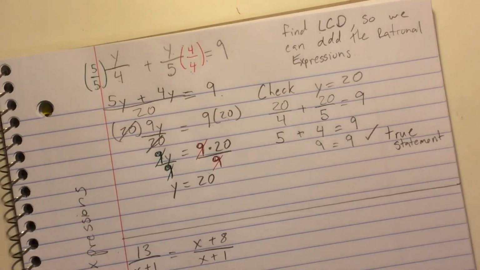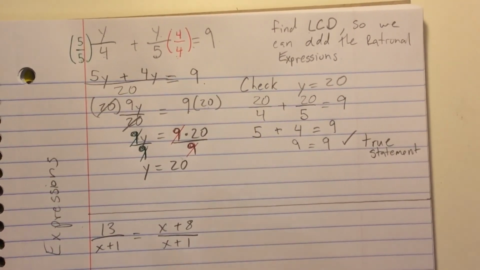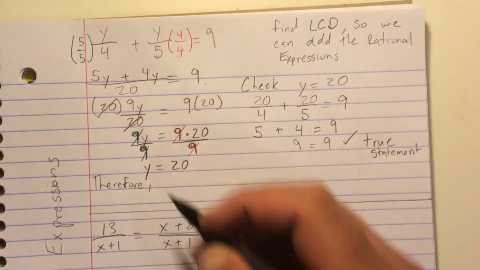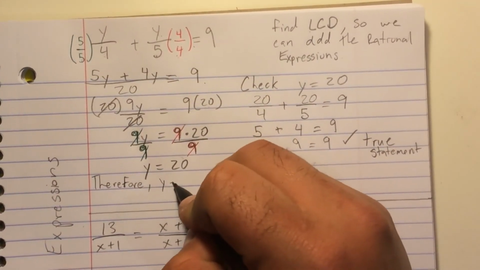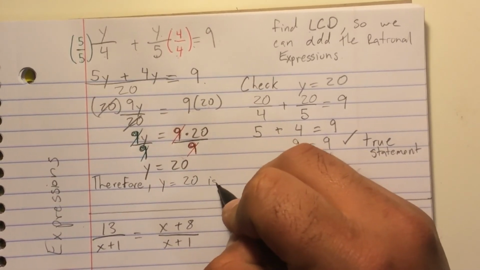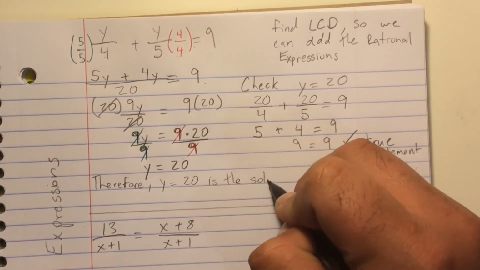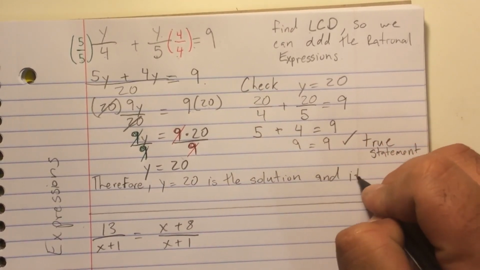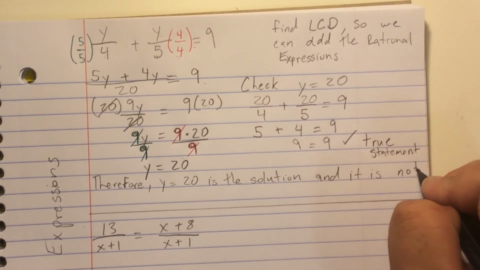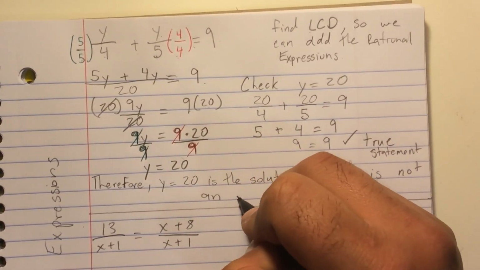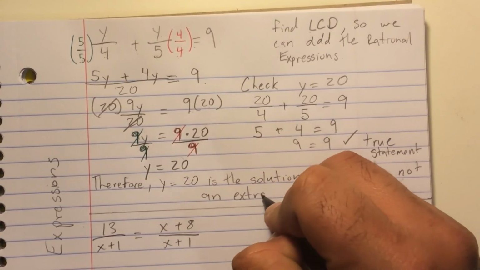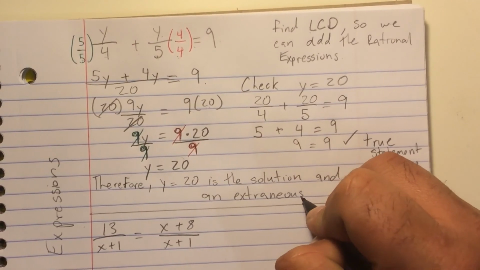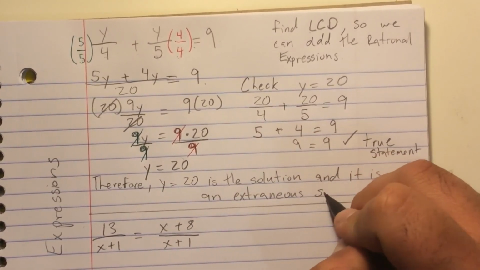Alright, so now we write our conclusion. We have, therefore, y equals 20 is the solution, and it is not an extraneous solution. That's how they spell it out.